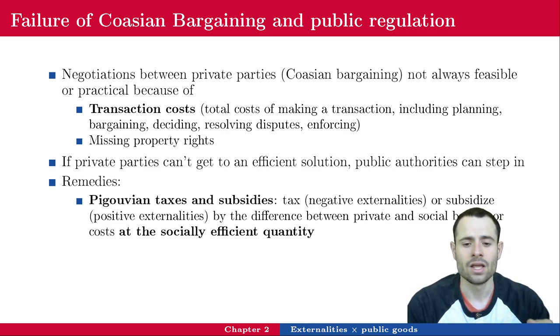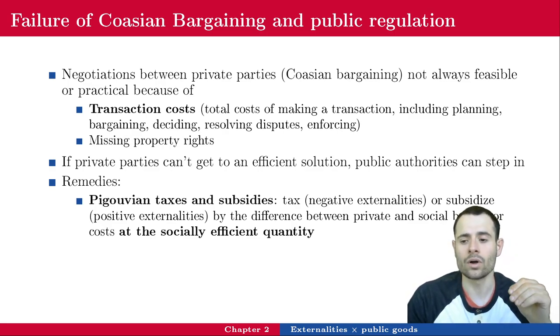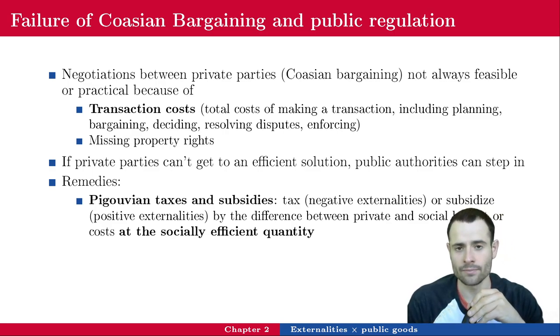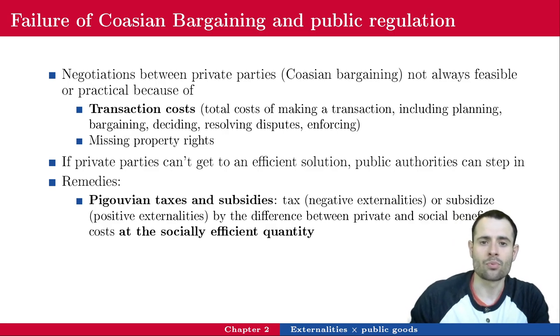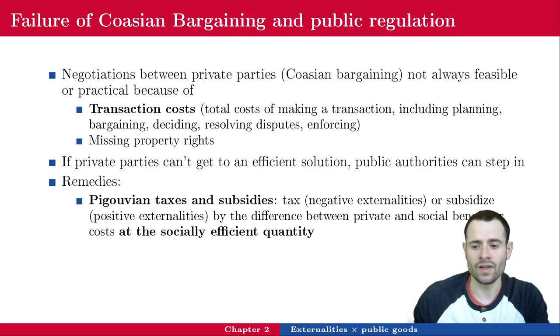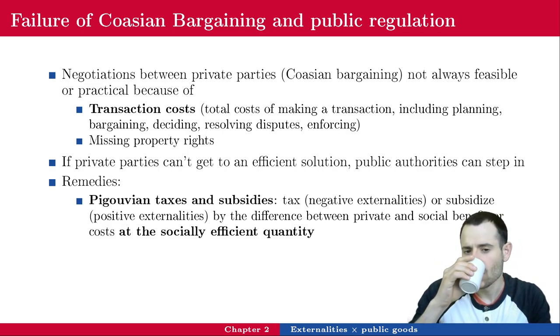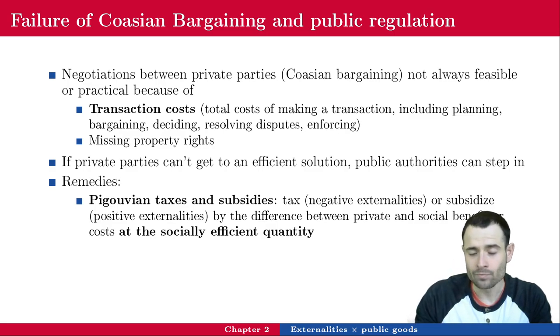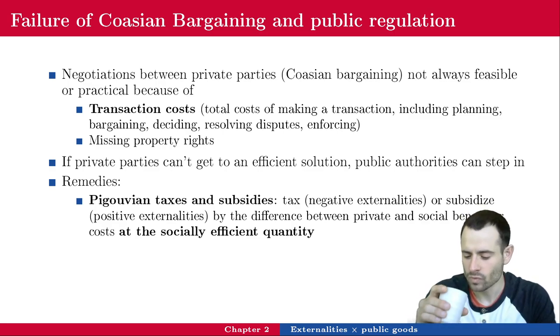The idea is to tax in the case of a negative externality, or to grant a subsidy in the case of a positive externality, equal to the difference between the private and the social benefit or costs at the socially efficient quantity. That second part is very important, and I'm going to show you in the next slide what I mean by that.